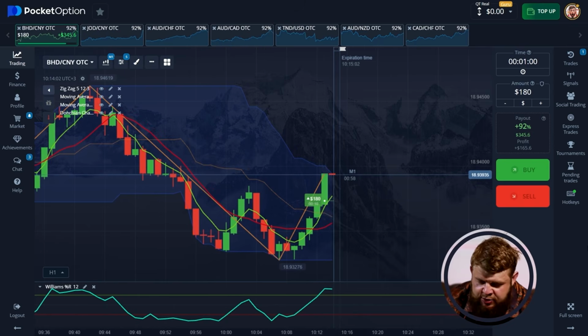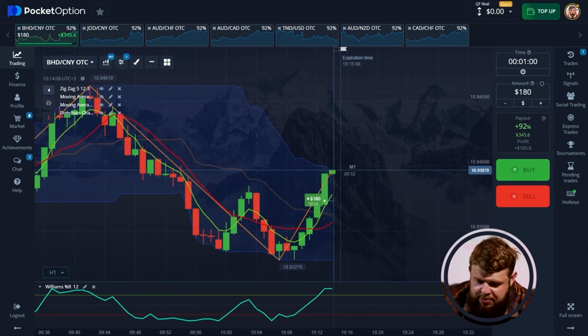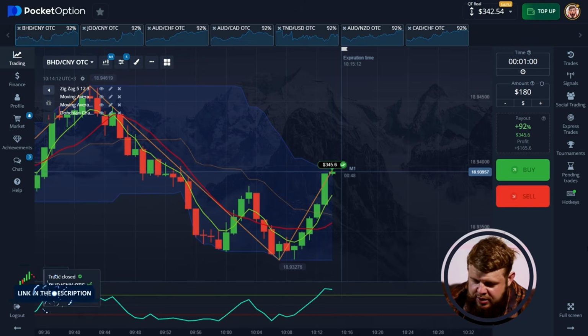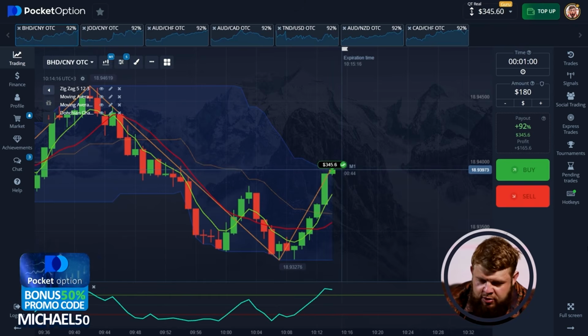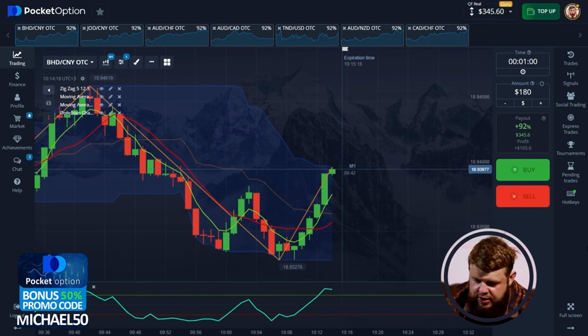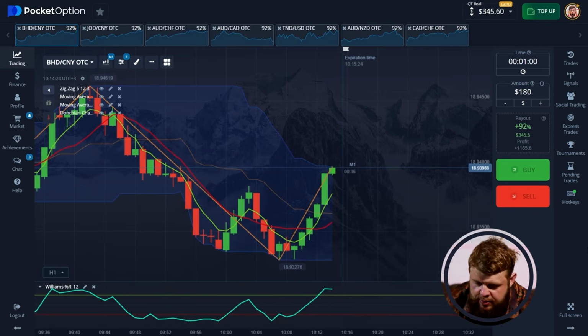As you can see, our entry point is absolutely safe, because as soon as we opened this buy position, price started growing immediately. So the first trade is closed with profit, and we have around $345 on the account, and we are ready to move forward, because for the start it's quite a nice amount of money that we have already earned.